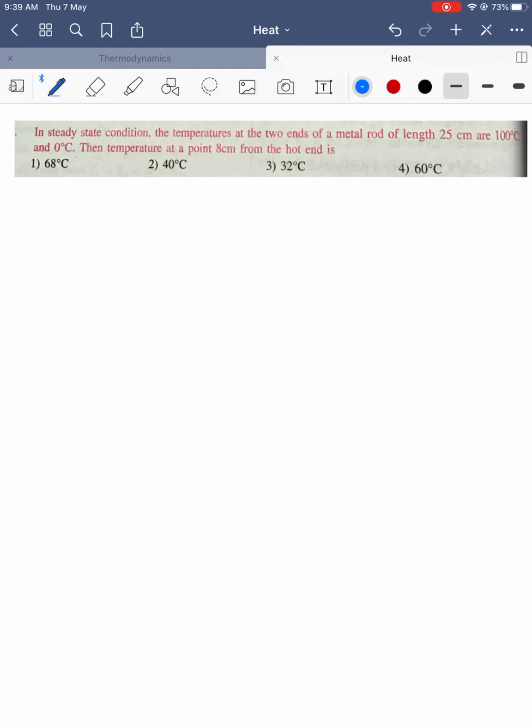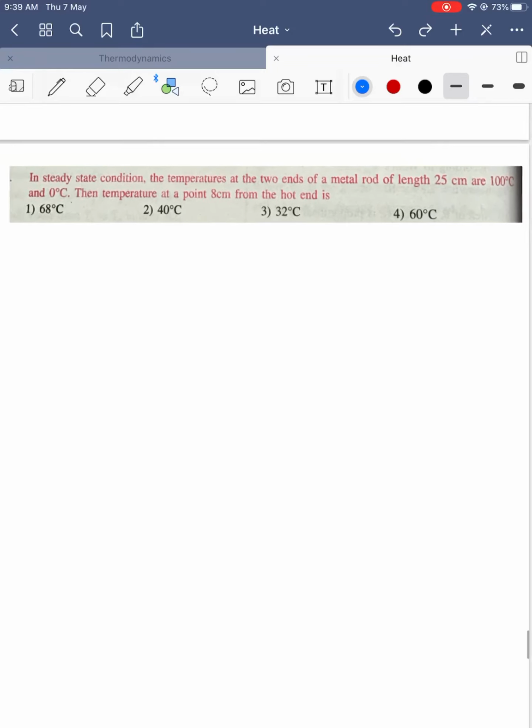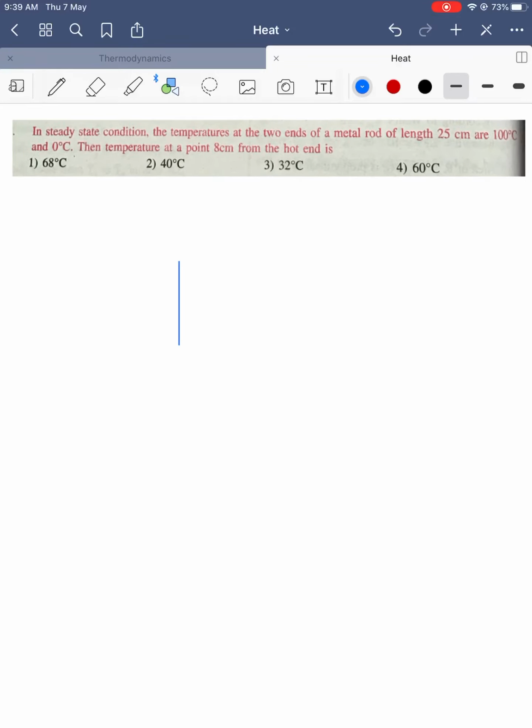Hi students, in this class we are going to discuss a few examples on resistance and heat transfer in steady state condition. First of all, let's discuss the steady state condition. What is the meaning of it?